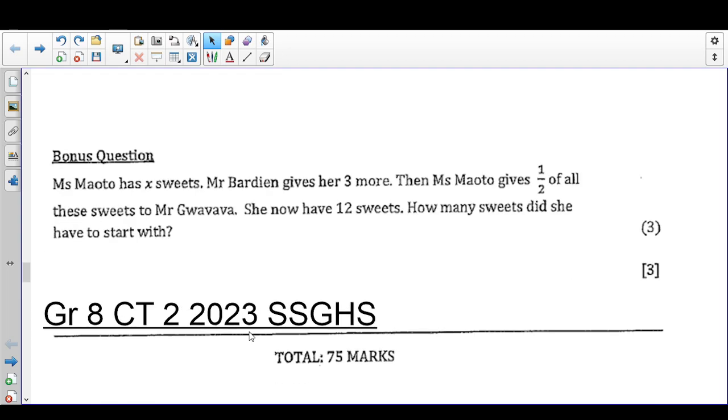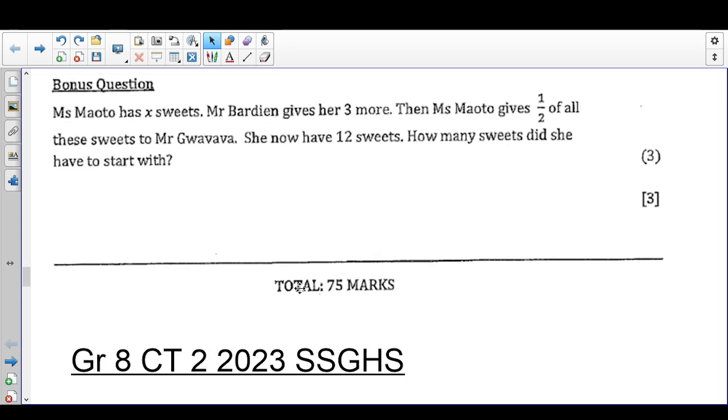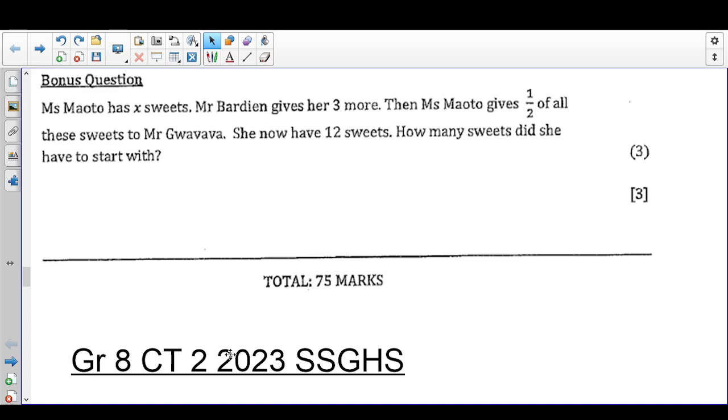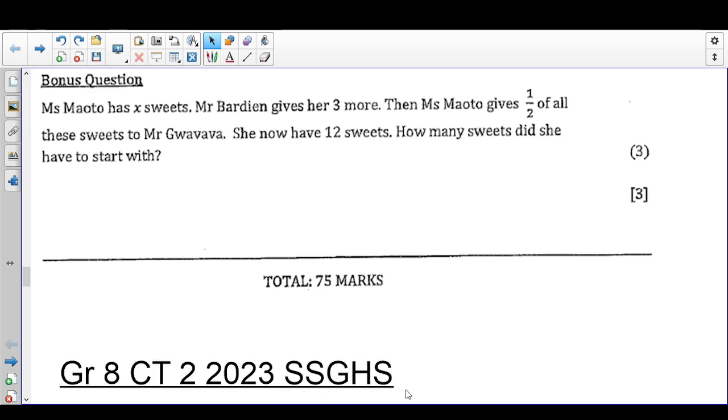And then the last question, the bonus question. Mr. Maoto has x sweets. Mr. Body gives her 3 more. So how many sweets does she have now? x plus 3. Then Ms. Maoto gives half of all the sweets to Mr. Kwababa. She now has 12 sweets, which is the other half. So (x plus 3) over 2 is equal to 12. How many sweets did she have to start with? There's your equation.